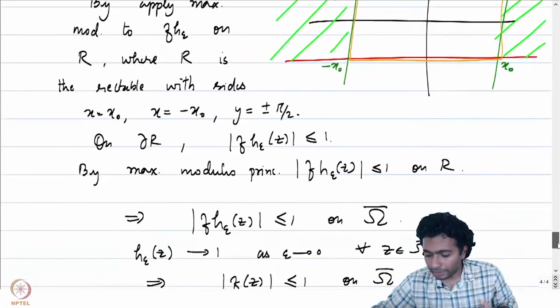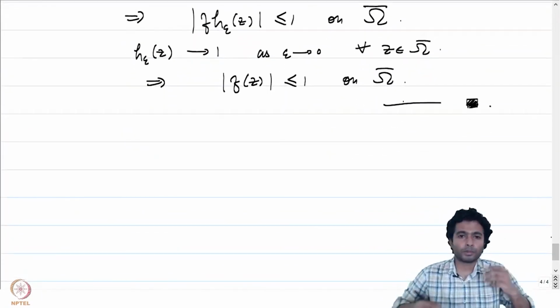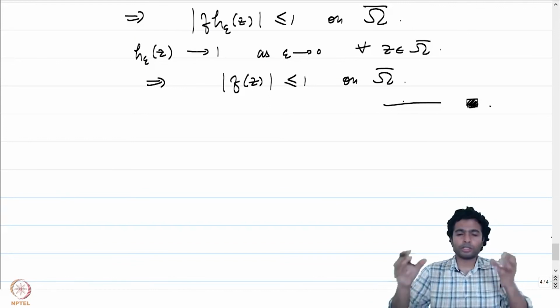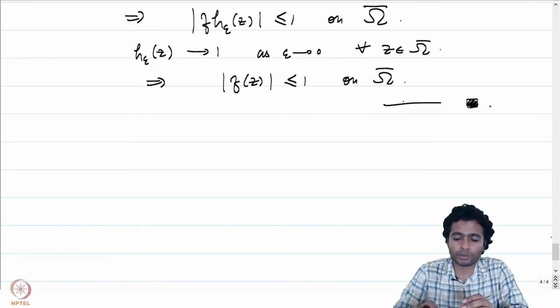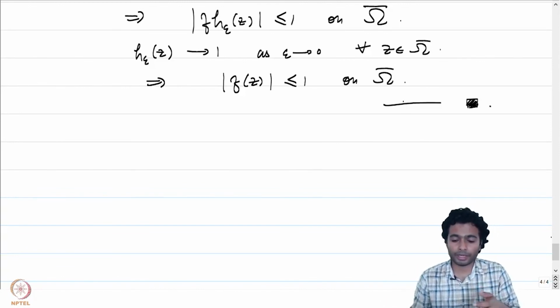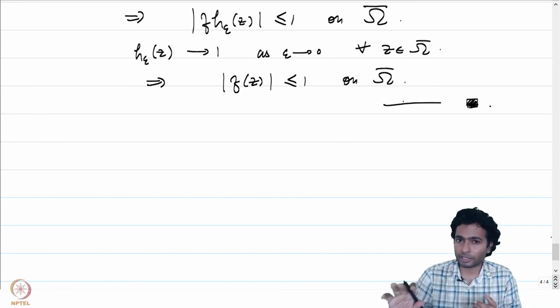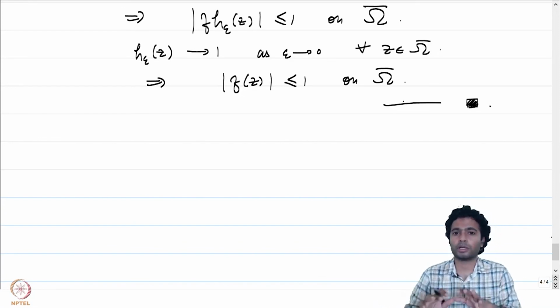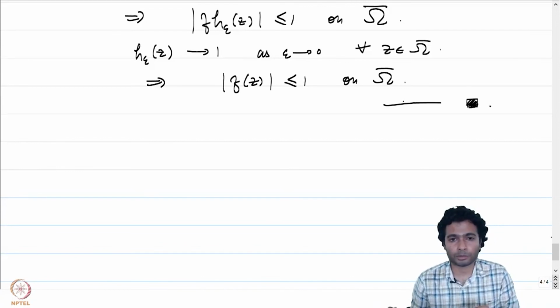So the point here is to observe that in both these cases, an auxiliary function was introduced to get hold of the maximum modulus principle, which can now be applied to the function which has a good growth condition to conclude a similar result as the maximum modulus principle.